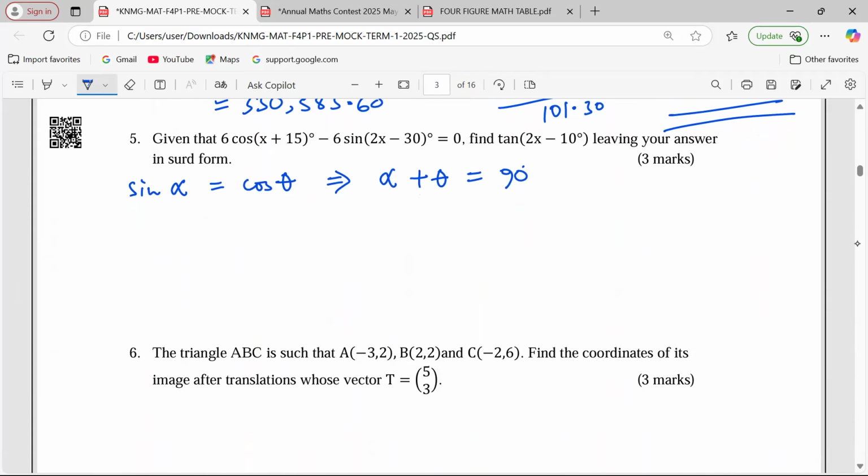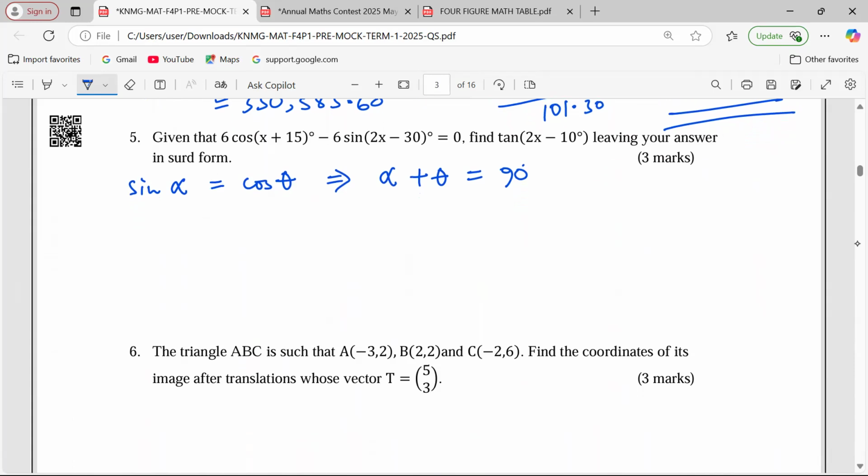So now 6 can divide through, or even we can start by saying 6 cosine of x plus 15 equals, the other 6 goes, we take that other portion, the term to the right where it becomes also positive, sine 2x minus 30 that way. So you see 6 can simplify out very simply. And then our rule now applies.